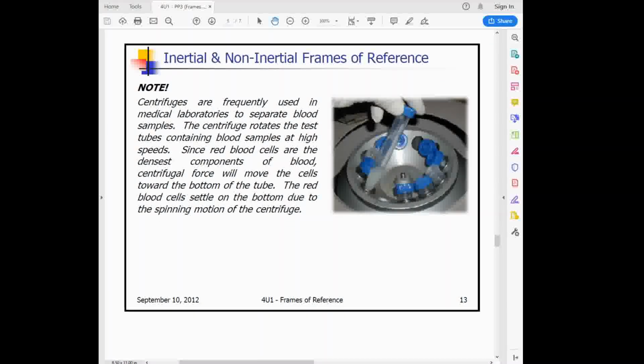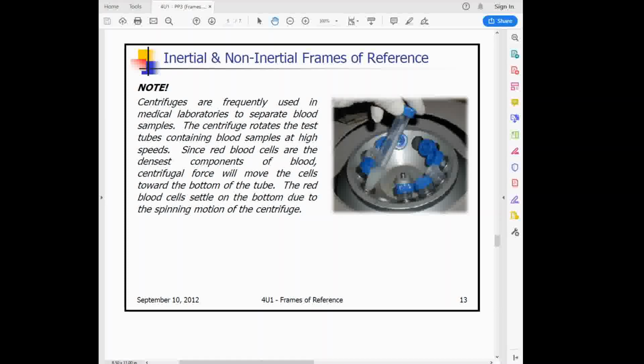Now, one application of the centrifugal force is in the use of centrifuges. In medical laboratories, centrifuges are used to separate blood samples. The blood samples are spun at a very high velocity, and the denser materials in the blood move towards the bottom of the tube. The denser materials in blood are usually red blood cells. The red blood cells would settle at the bottom, and the less dense material would settle at the top.